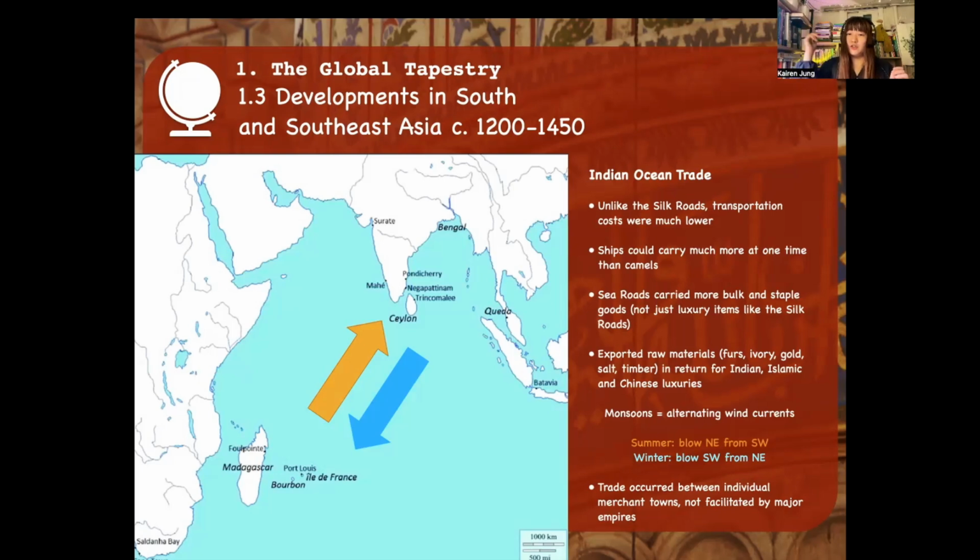And then in return, you would get Indian, Islamic, and Chinese luxuries down in the winter, blowing southwest from northeast. And the trade occurred between individual merchant towns. Trade was not really facilitated by major empires. Major empires did intervene or sometimes orchestrate something, but generally trade itself was carried out among these different towns, which led to the amazing diaspora and the diversity of multiple cultures along the Indian Ocean basin.